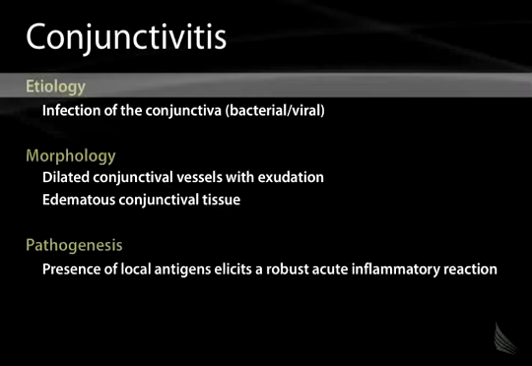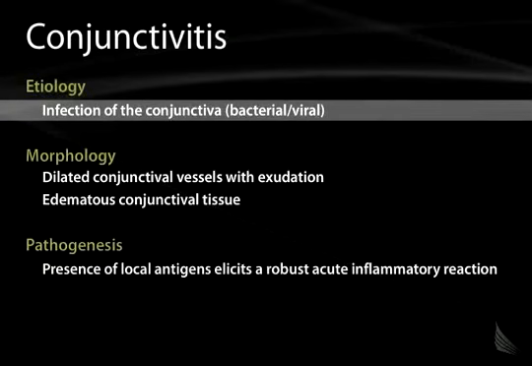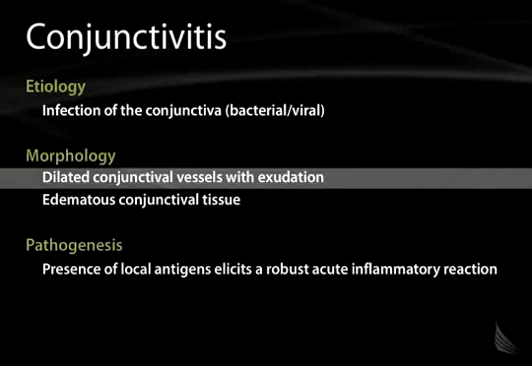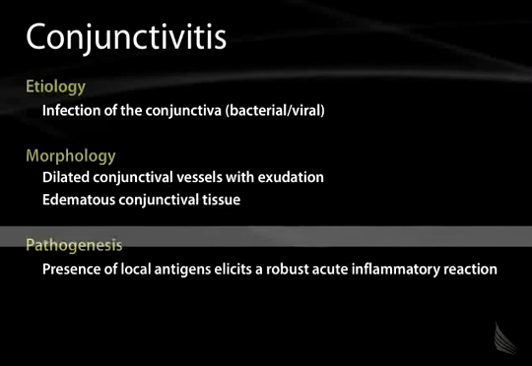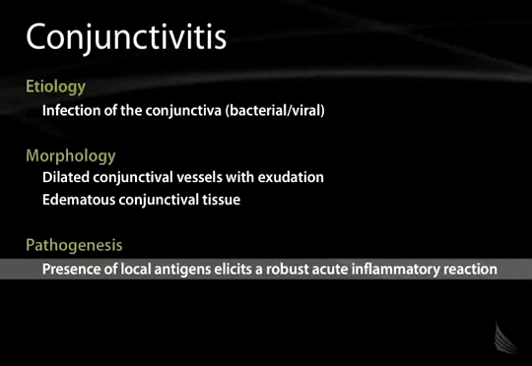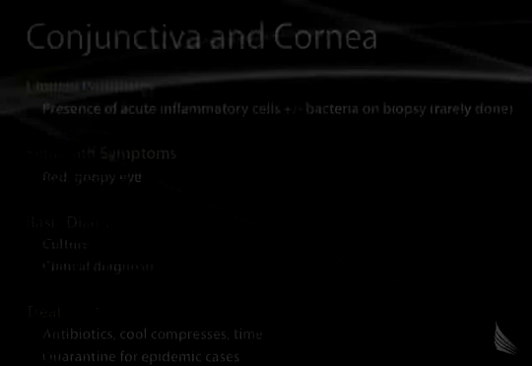The etiology of conjunctivitis is often just infection or irritation of the conjunctiva, as we talked about, most often due to viral or bacterial infection. Morphology is dilated conjunctival vessels with exudation and edematous conjunctival tissue. The pathogenesis is the presence of local antigens, which elicits a robust acute inflammatory reaction, which leads to the edema and the redness we talked about.